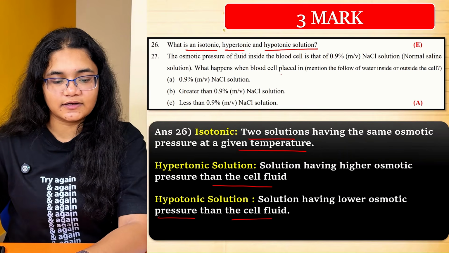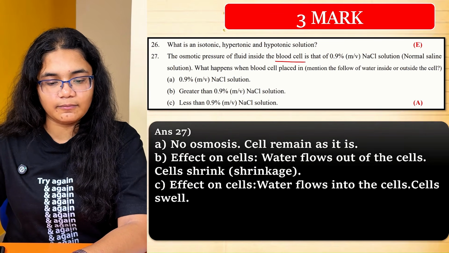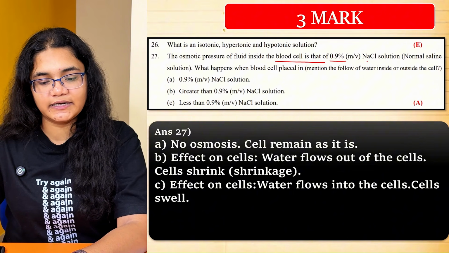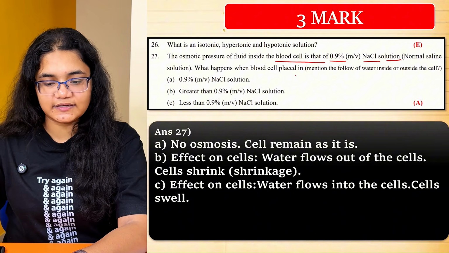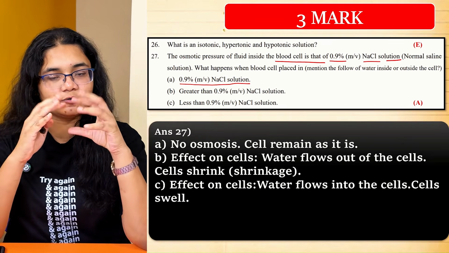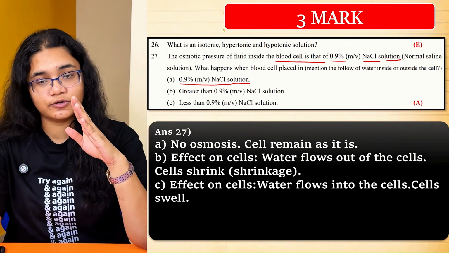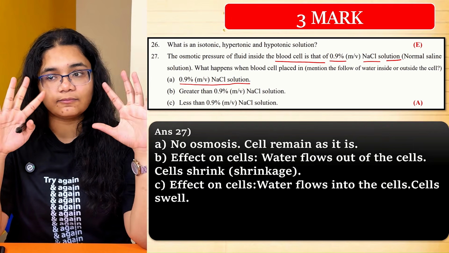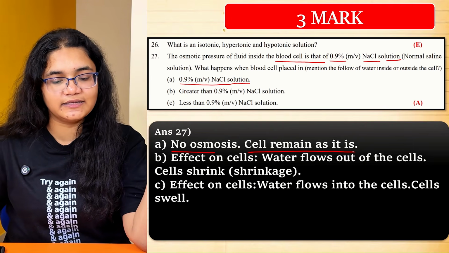Next question is a comparison. The osmotic pressure of the fluid inside the blood cell is that of a 0.9% NaCl solution. What happens when the blood cell is placed in the first one, 0.9% NaCl solution? Inside, the osmotic pressure is also due to 0.9% m/v NaCl. Outside also has the same concentration, so both the solutions are isotonic. So there will be no osmosis and the cell remains as it is.